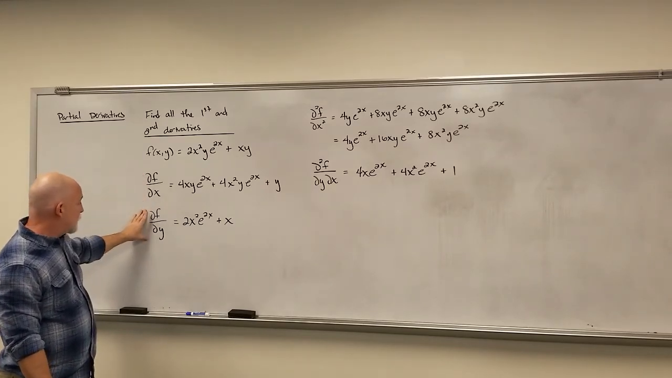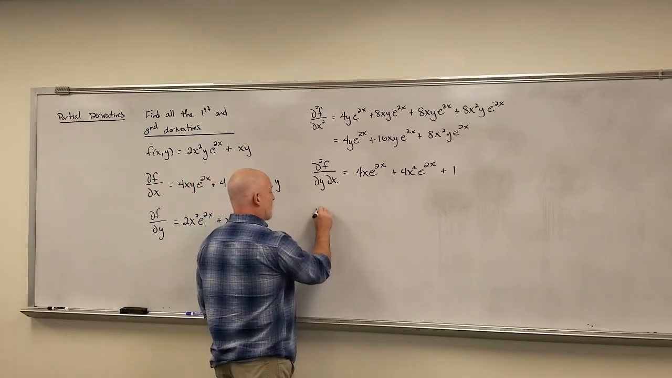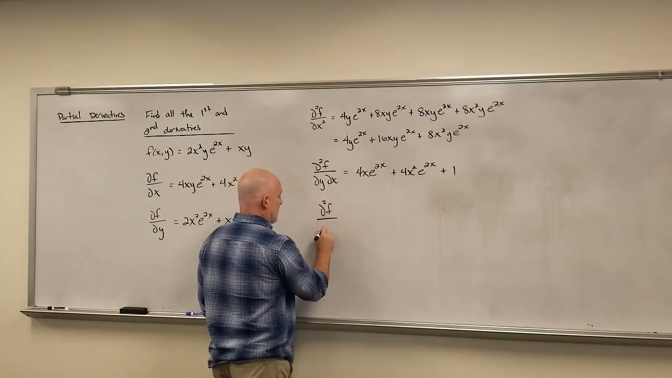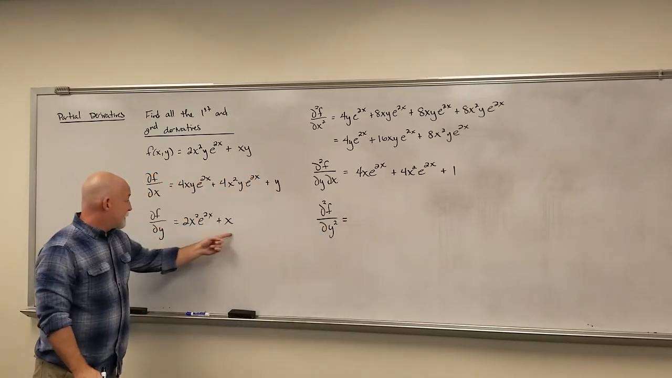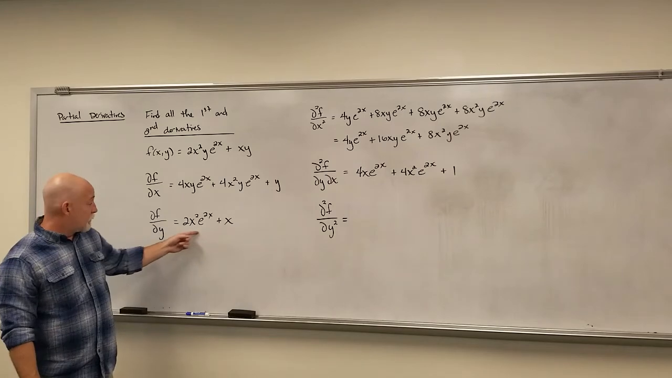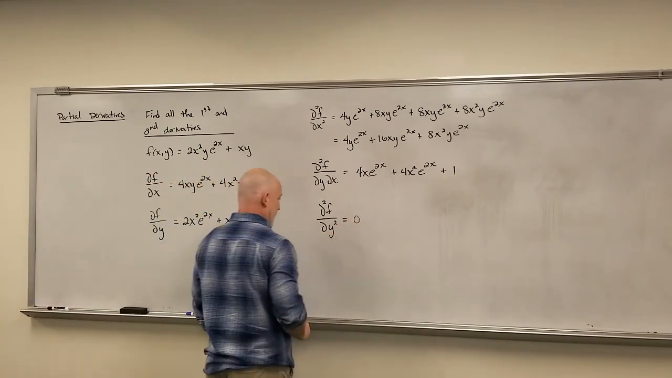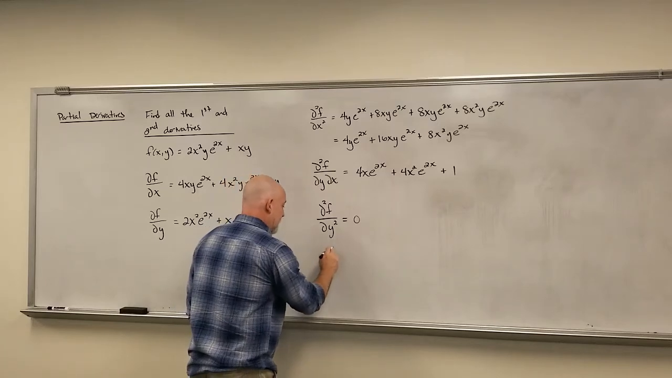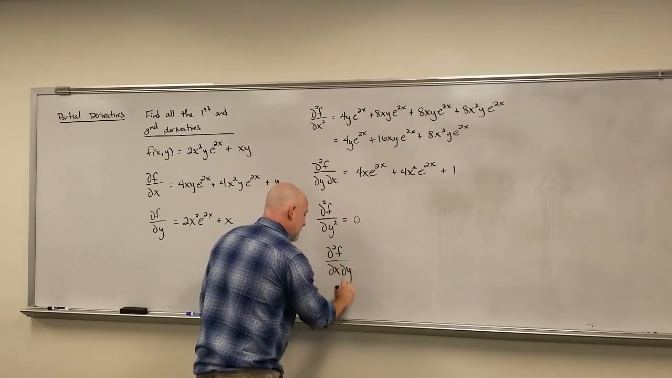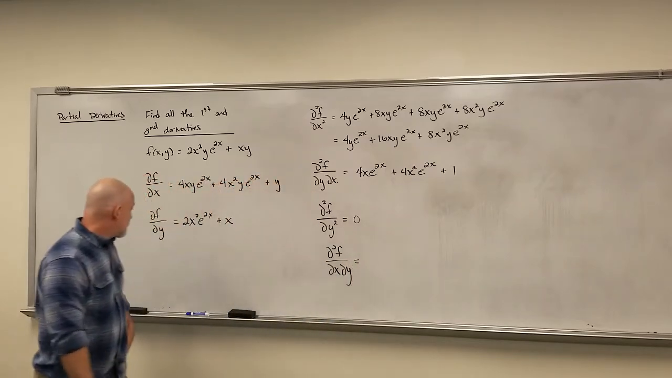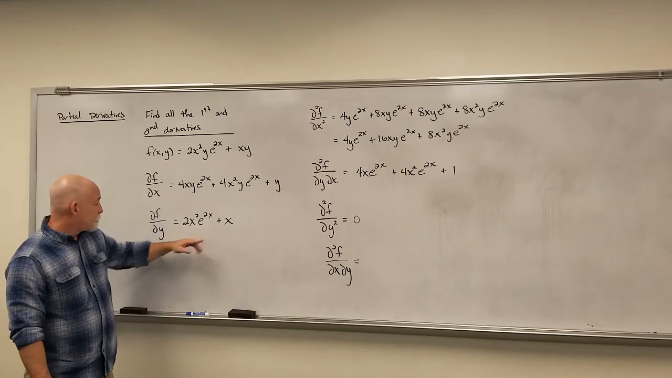Now let's take this one and do the derivative with respect to y again. So the second derivative of f with respect to y. Well, this doesn't have any y's in it, so the derivative of this, that's all a constant, is 0. Now if we take the derivative with respect to y, and then take the derivative with respect to x, I'm looking here, and I want to take the derivative with respect to x.